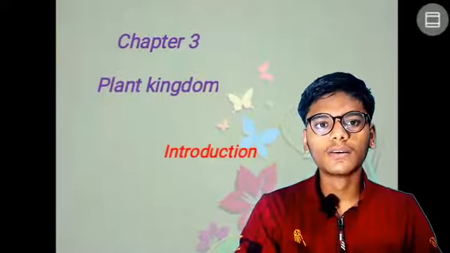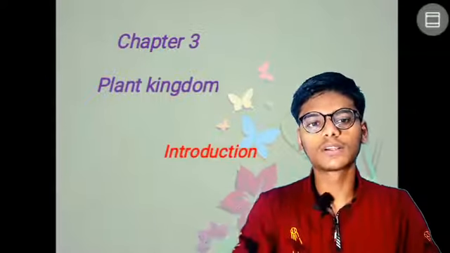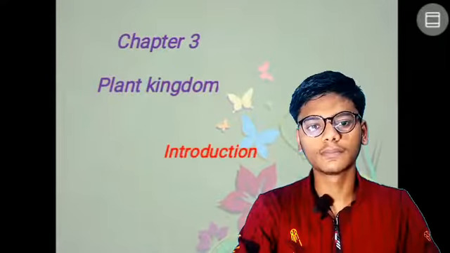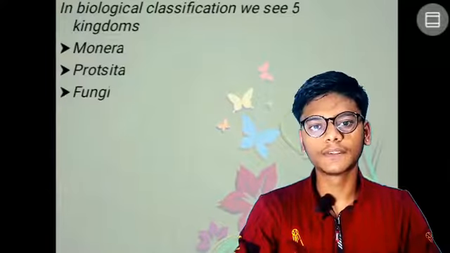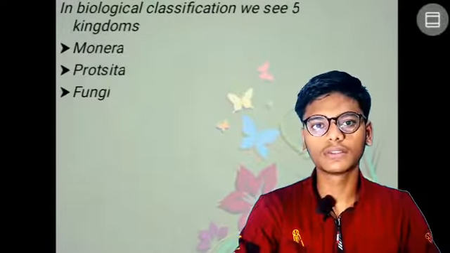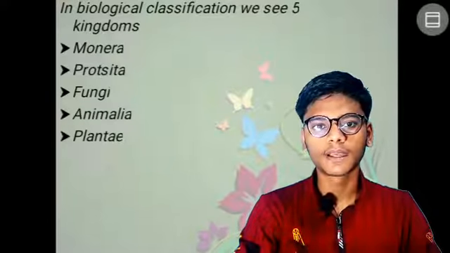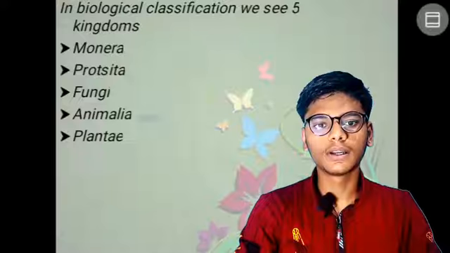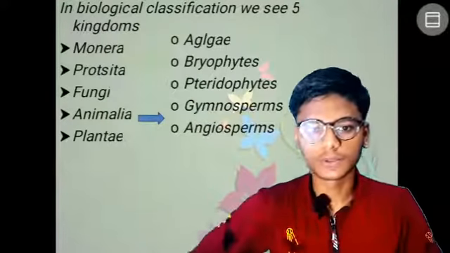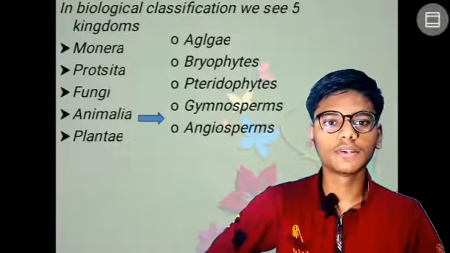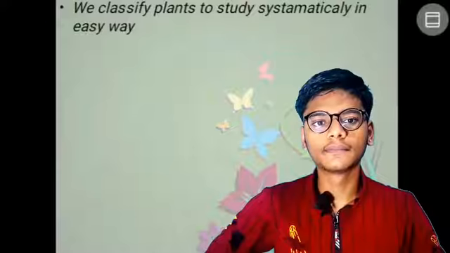So we saw this in our previous introduction part. We have studied the plant kingdom. In biological classification we see these five: Monera, Protista, Fungi, Animalia, and Plant kingdom, the five important kingdoms. And in plant kingdom we see algae, bryophyta, pteridophyte, gymnosperms and angiosperms. So this was the previous. Today we will discuss algae.